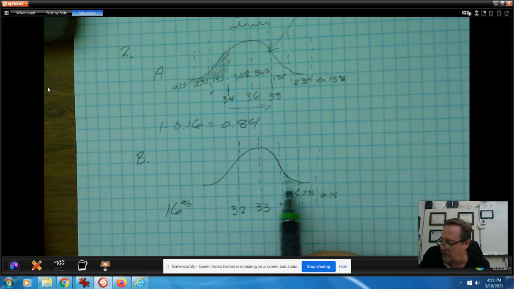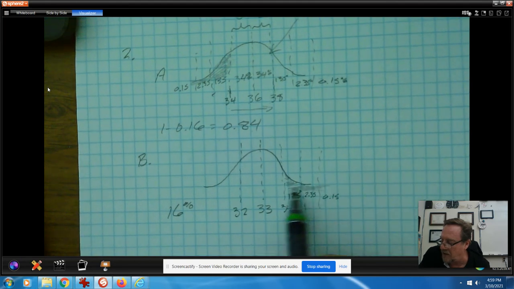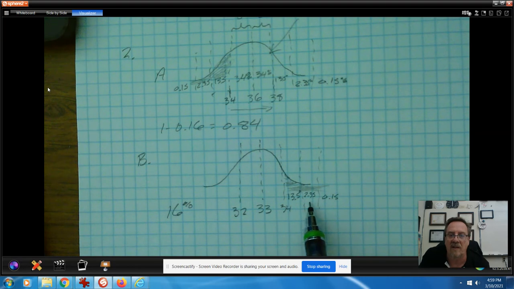Over here, we want this area that's above. So I'm going to shade the area that we actually want. It's this area that's up here. So we just have to add these numbers together.